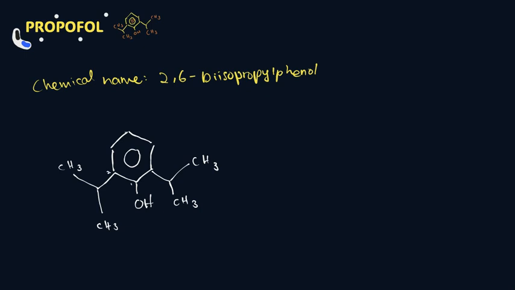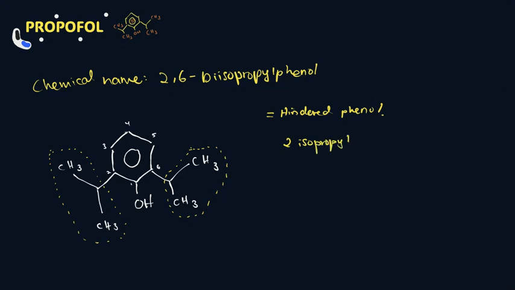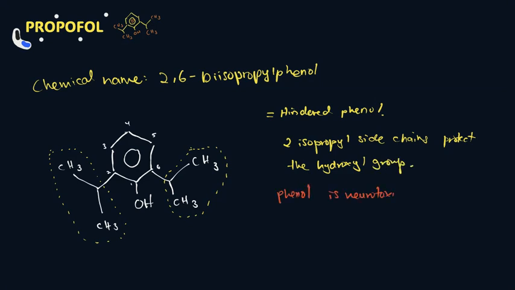The carbon attached to the hydroxyl group will be carbon 1, followed consecutively by 2, 3, 4, 5, 6. Attached to carbon 2 and carbon 6 are these bulky molecules called isopropyl groups. They help in the lipophilicity of propofol. Propofol is also known as a hindered phenol. This is due to the 2 isopropyl side chains, which are bulky and protect the hydroxyl group on the benzene ring. This is a phenol, and phenol is neurotoxic. It can cause burns, CNS depression, as well as seizure.